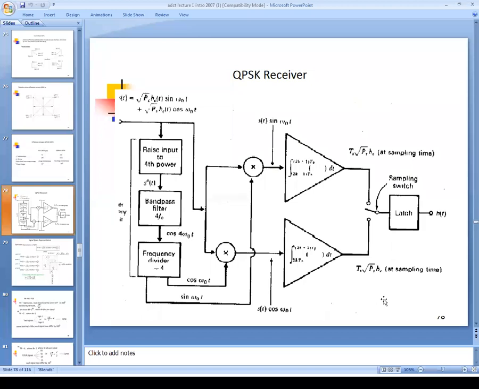Now from this signal, one part is the recovered carrier and another part is the detection part. How is the carrier recovered? From the signal, the carrier is recovered by using a square law device, a band pass filter, and a frequency divided by 2 network. These are the blocks used to recover the carrier.